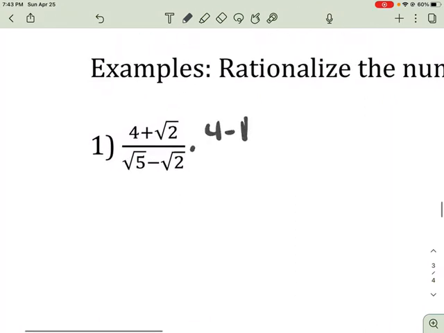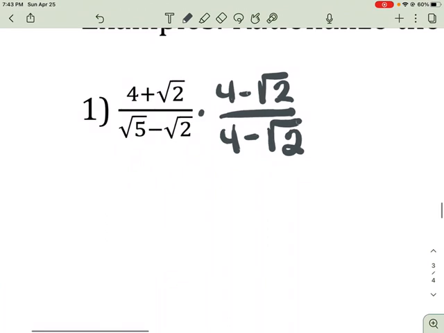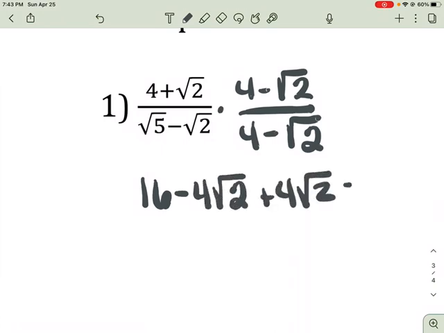Let's just do one of these. 4 minus the square root of 2. 4 minus the square root of 2. Okay. So we're going to get 16. It's going to get ugly. 16 minus 4 square roots of 2 plus 4 square roots of 2 minus the square root of 4.